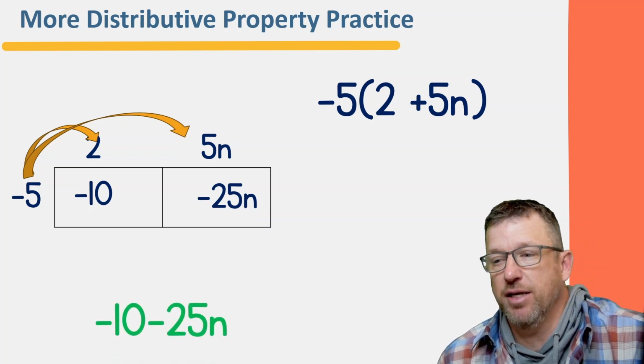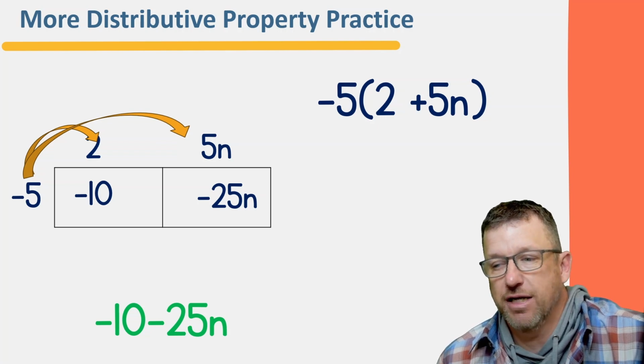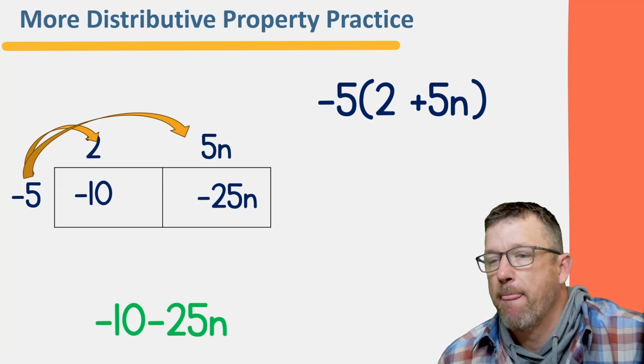And now we take those and we write them down in that order. And this time it's not plus 25. It's going to be minus 25 because that value is negative. So negative 10 minus 25.